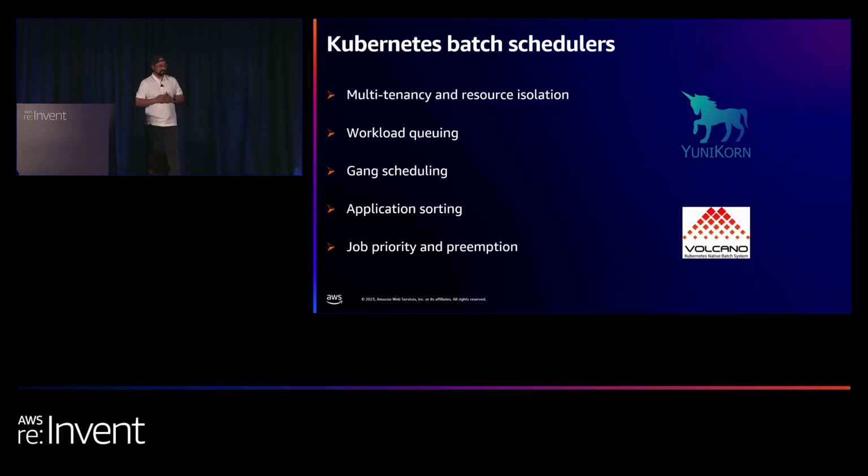To avoid that, with gang scheduling, when you submit 10 jobs, it will create temporary pods for the driver and the executors, and it deploys them as an application rather than scheduling pod by pod, which is a really cool feature. That's something you should look into. In addition, you have application sorting, job priority, and preemption features. There are various other features these batch schedulers offer, and I highly recommend using them when you're running Spark on EKS.